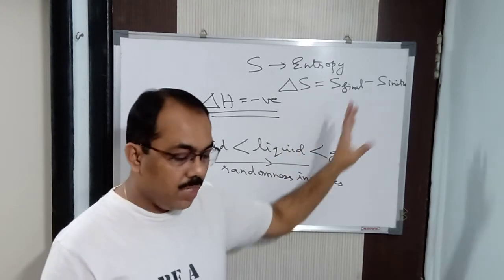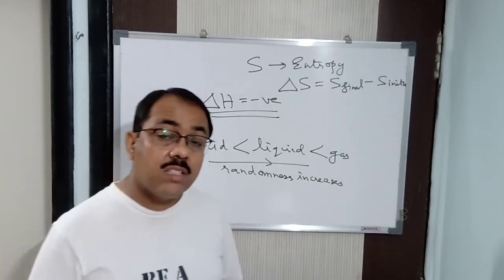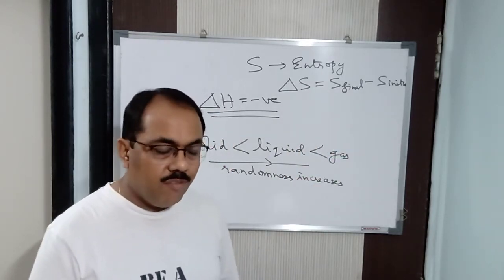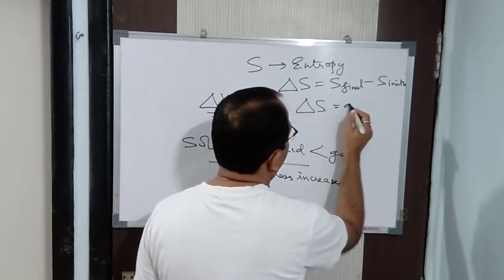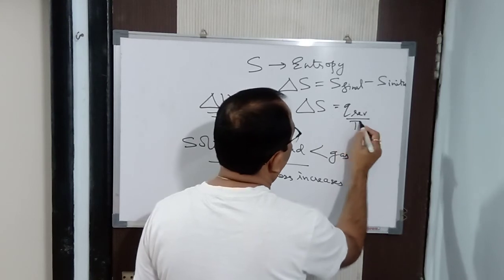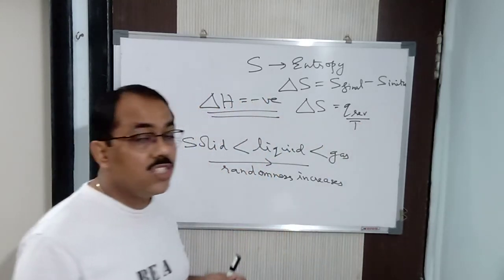For any chemical process, we can say that... but for a reversible process... Alright, for a reversible change, we can say that. How will you calculate delta S? Delta S is equal to Q reversible by T. This is the formula to calculate the change in entropy.